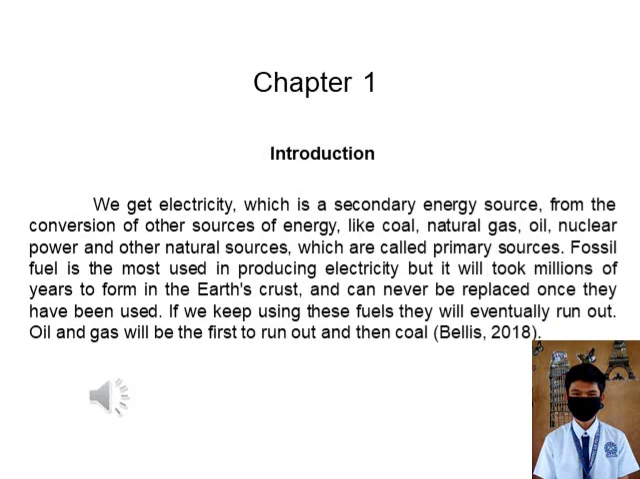We get electricity, which is a secondary energy source, from the conversion of other sources of energy like coal, natural gas, oil, nuclear power, and other natural sources, which are called primary sources. Fossil fuel is the most used in producing electricity, but it takes millions of years to form in the earth's crust and can never be replaced when it has been used. If we keep using this fuel, it will eventually run out. Oil and gas will be the first to run out, and then coal.